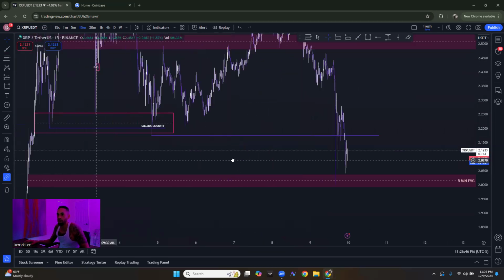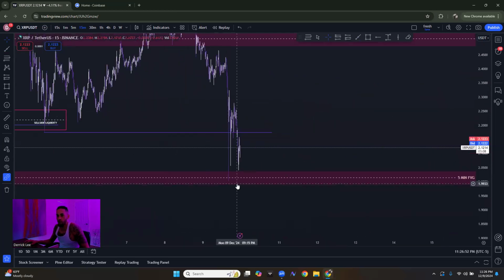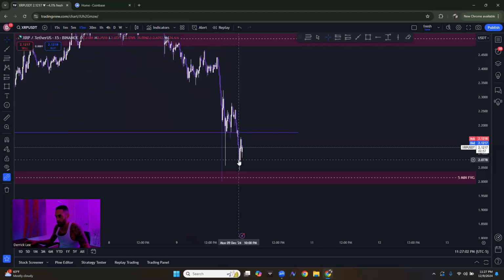We filled in the majority of this inefficiency right here. And I want to see some of it left open. That means we're bullish. We didn't breach this buy side imbalance. We didn't breach this fair value gap. We wicked it and then moved higher. Now look.